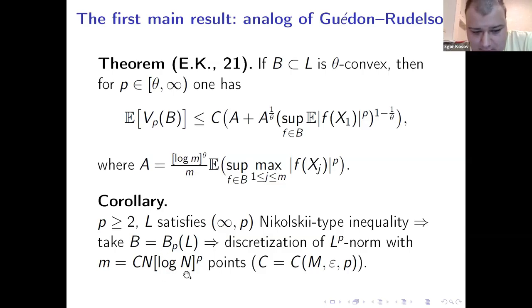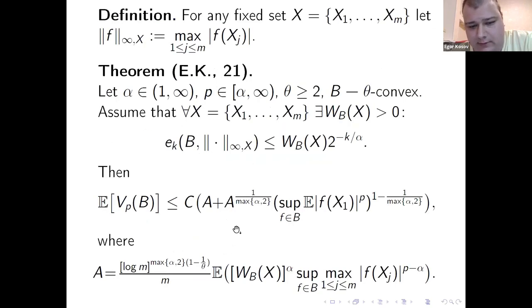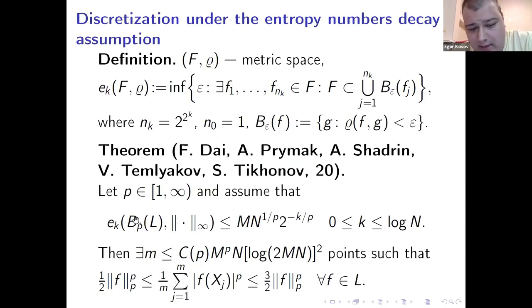And basically this provides this result when p is bigger than 2. I should mention that when p grows, the power of the logarithm also grows. So this is a worse result than provided by this theorem, but in this theorem we have stronger assumptions.